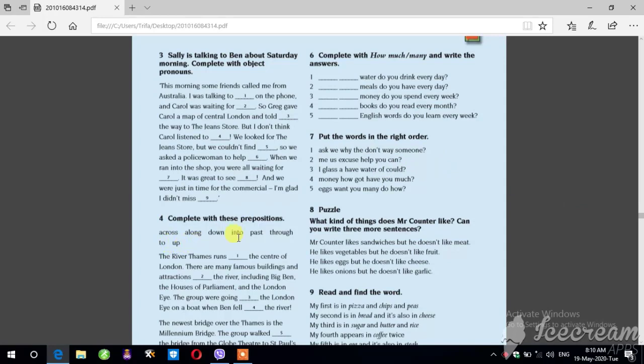And here we have prepositions of place. Across, along, down, into, past, through, to, up. These are very good examples.